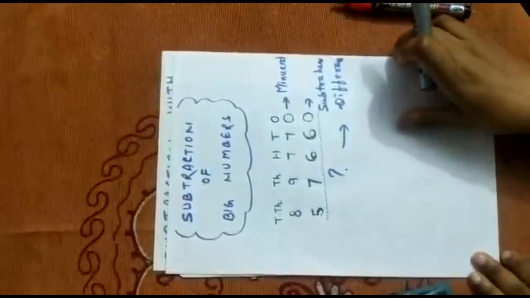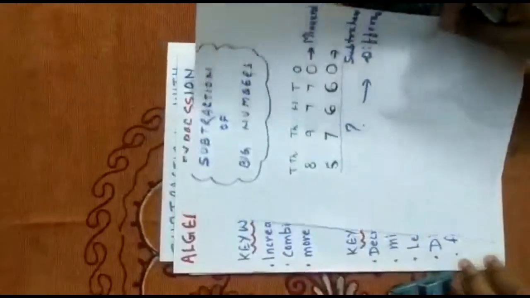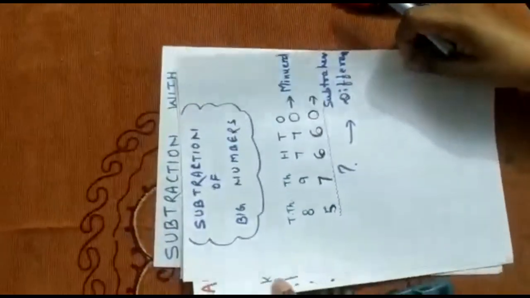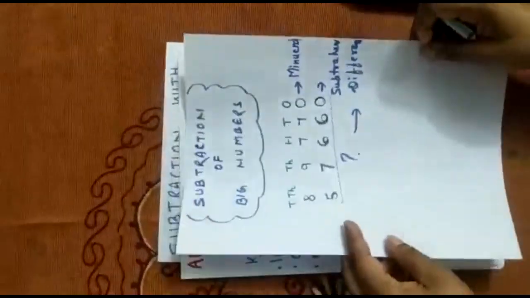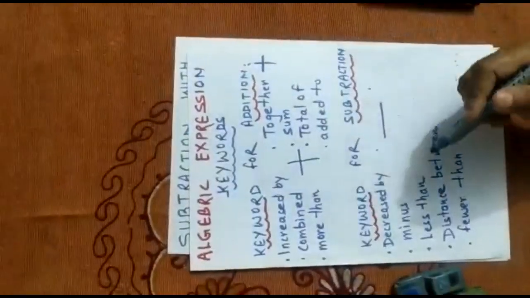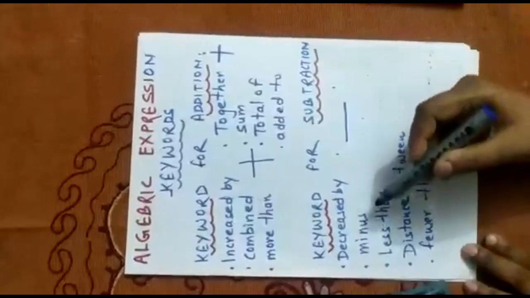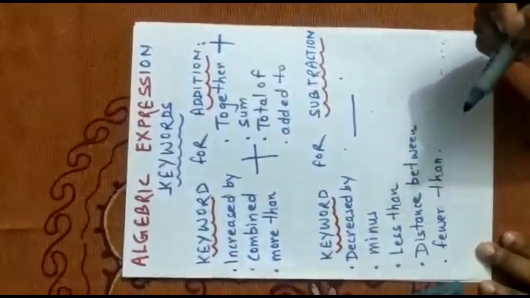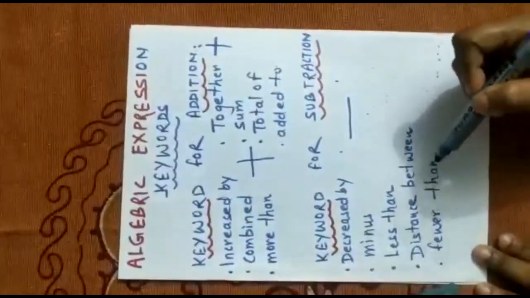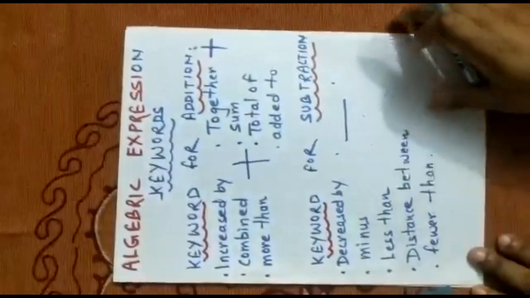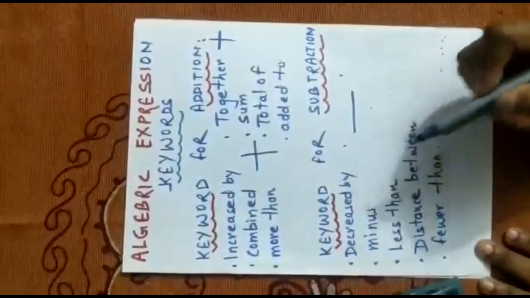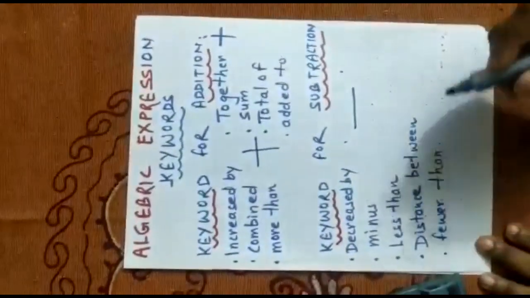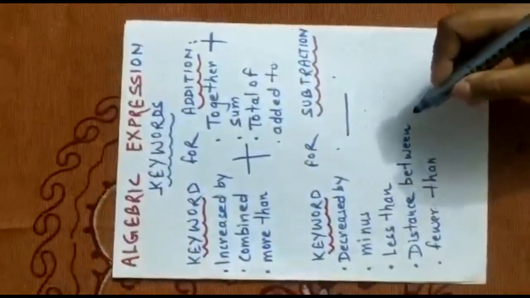Now children, come to the facts of subtraction. But before going to the facts of subtraction, there are some keywords which are used for subtraction. The keywords are decreased by, minus, less than, left, distance between, fewer than. These are the keywords which are used for subtraction.